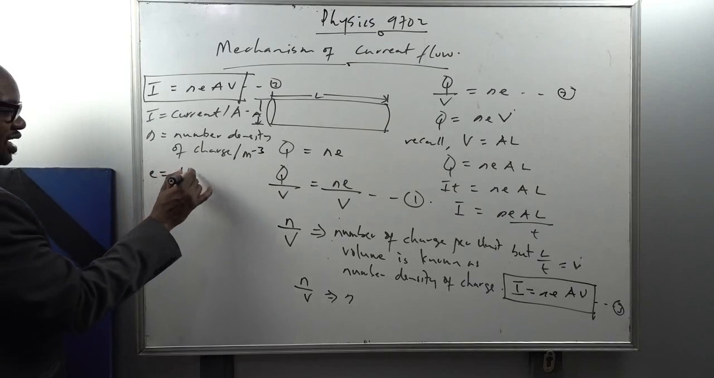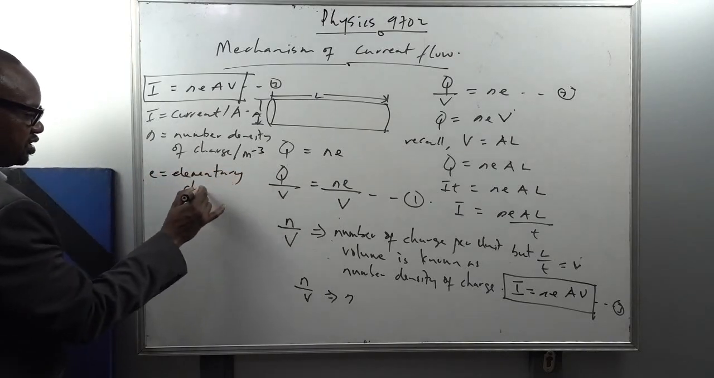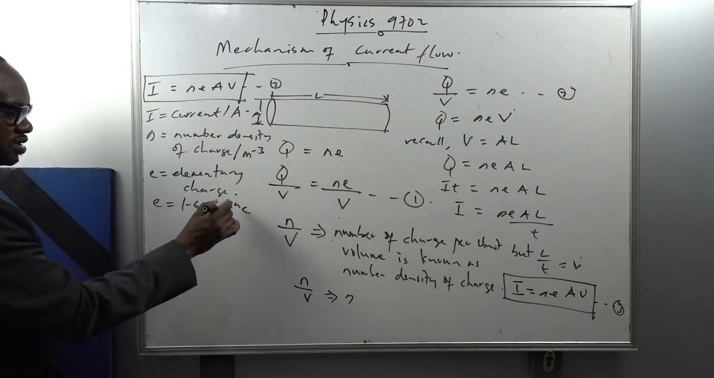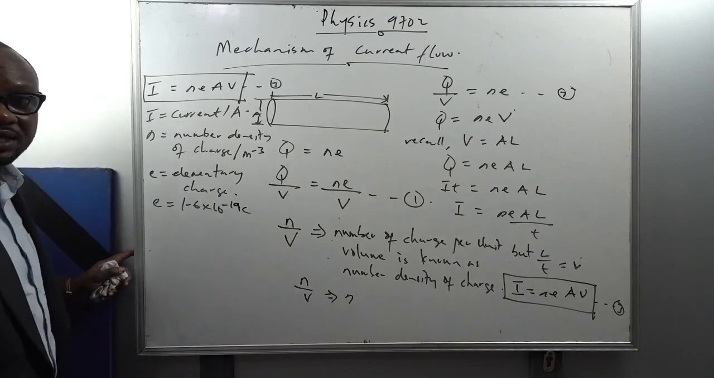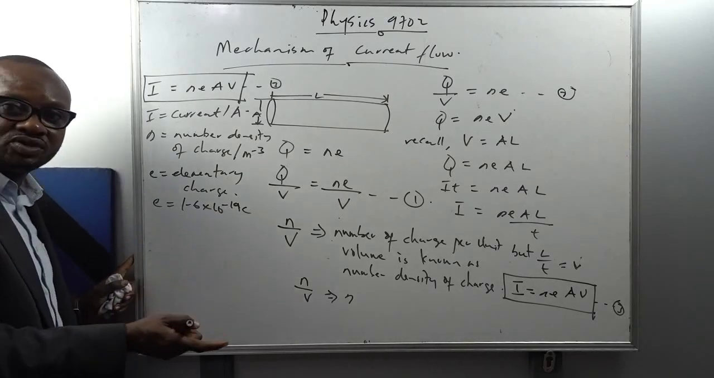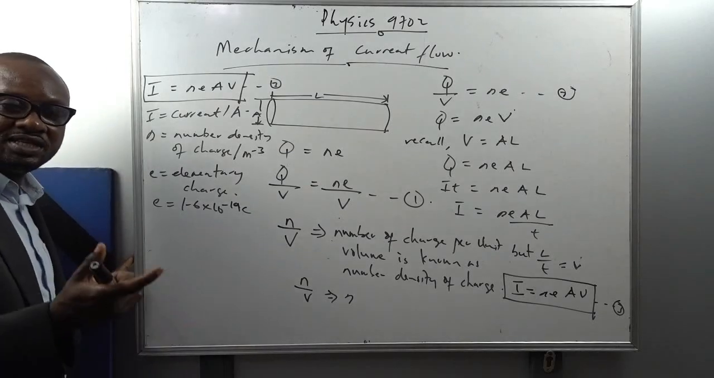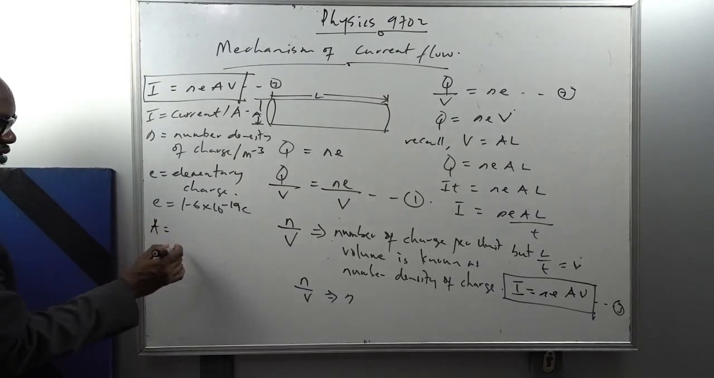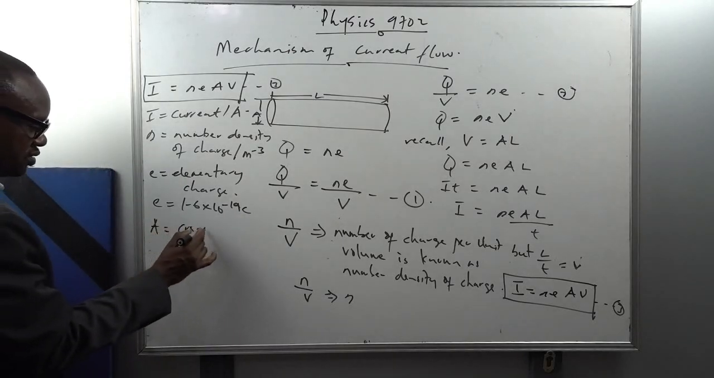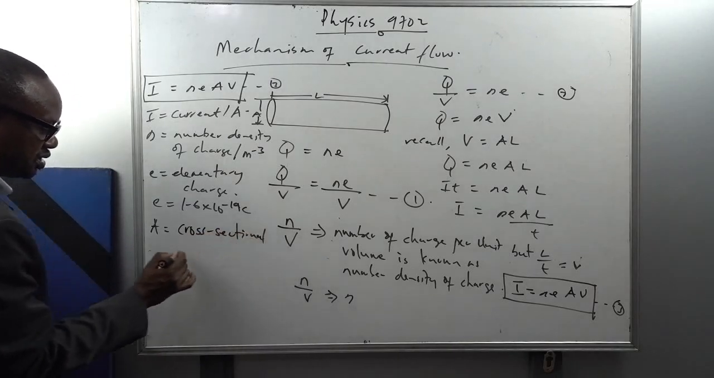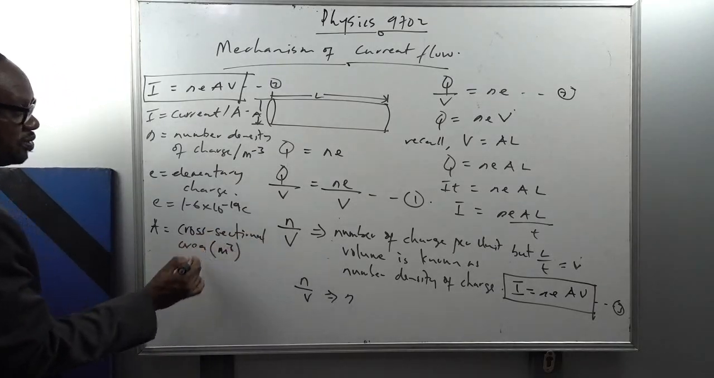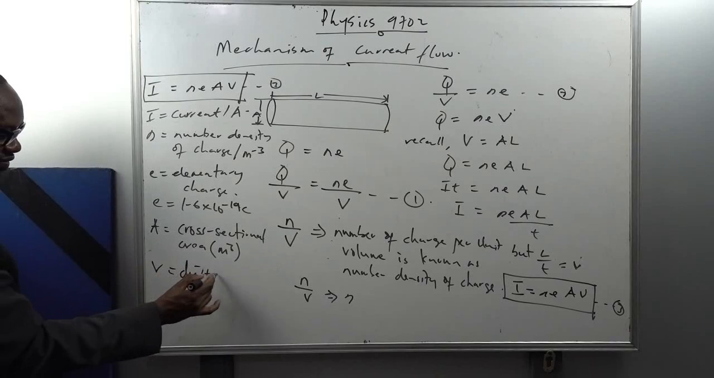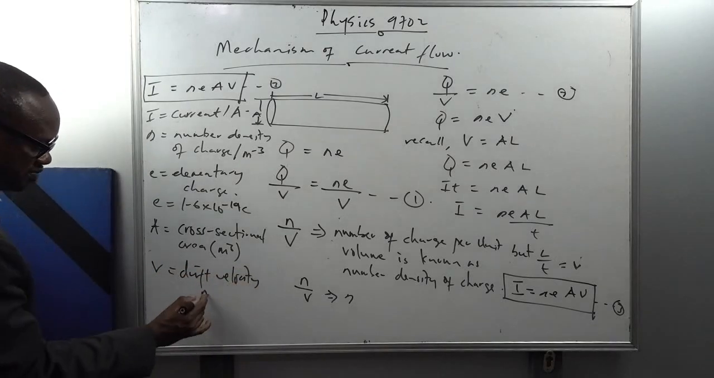e is the elementary charge, which has a value of 1.6 times 10 to the power minus 19 coulombs. Elementary charge is the charge of an electron or the charge of a proton, because the electron or the proton are the smallest charge that can exist independently. Then A is the cross-sectional area of the wire, measured in meter square. Is that okay? Then V, of course, is the drift velocity, which is measured in meters per second.